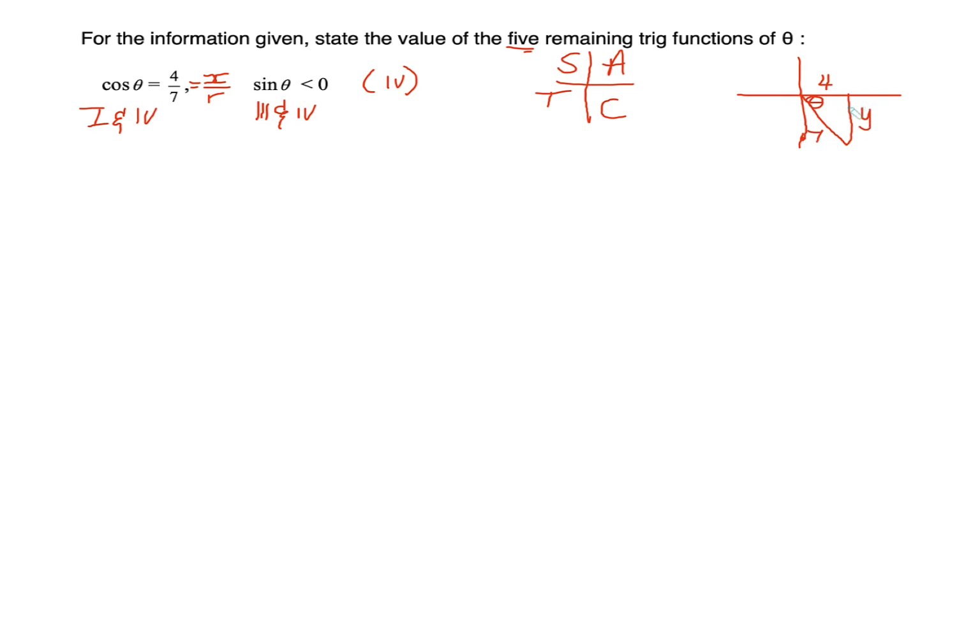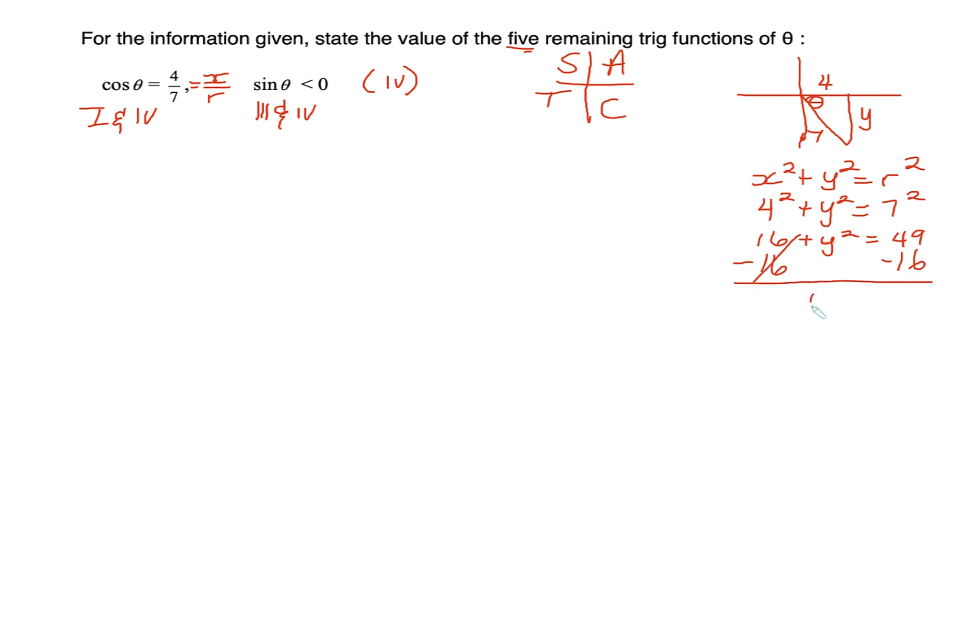Because remember, this line represents your y value. And in order to find y, we need the Pythagorean Theorem, which will be x squared plus y squared equals r squared. So I have 4 squared plus y squared equals 7 squared. 16 plus y squared equals 49. Solving for y, I'm going to subtract 16 from both sides. y squared equals 33. But we don't want y squared, so y equals the square root of 33.